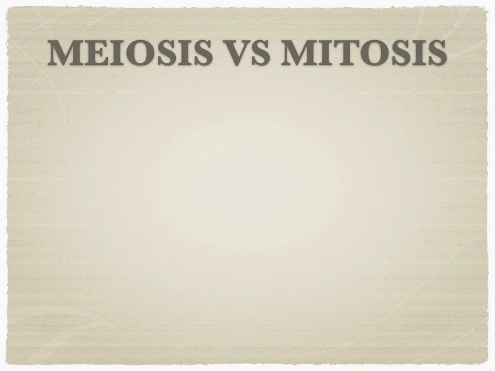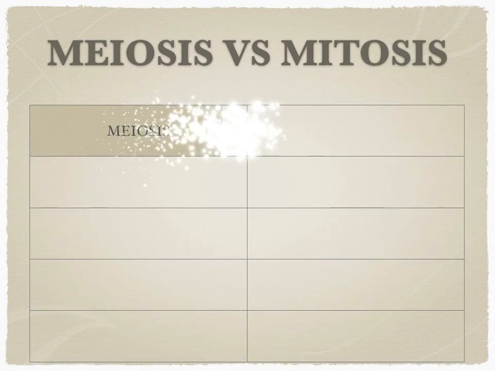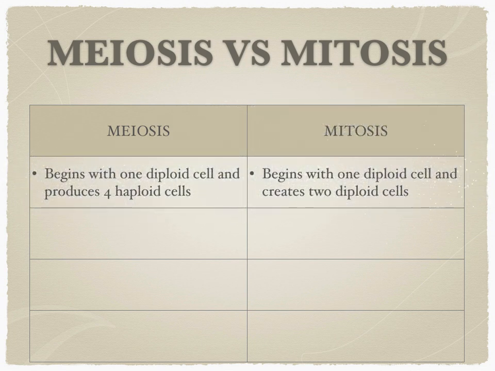Now, I wanted to talk a little bit about the differences between meiosis and mitosis. So I just put together a little table here. Meiosis begins with one diploid cell and eventually works its way to 4 haploid cells. In mitosis, you begin with one diploid cell, and it literally creates 2 diploid cells that are identical to one another and identical to the original parent.